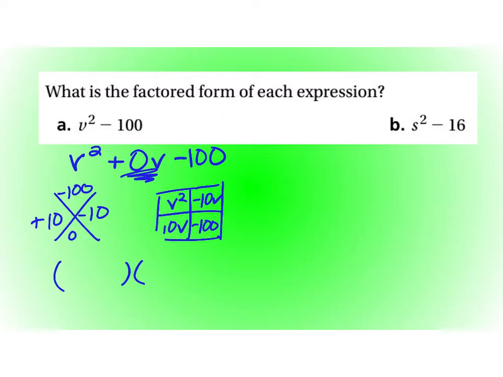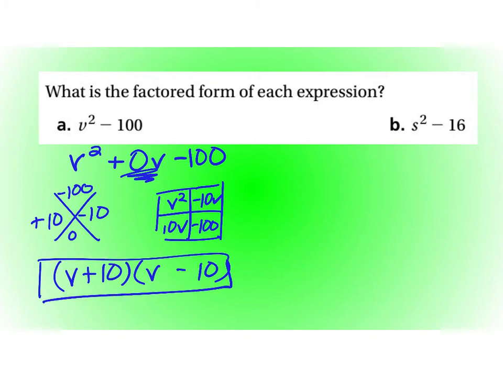So when I create, I'm going to have plus 10, minus 10. This will be our pair of binomials. And again, you can factor these guys out this way.